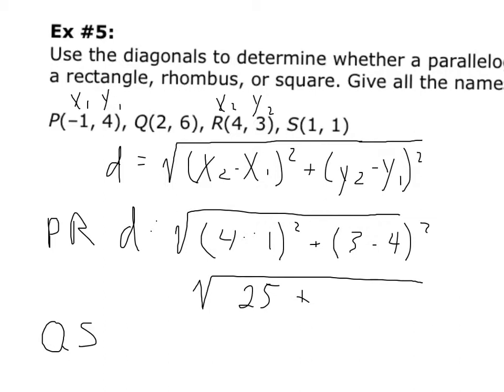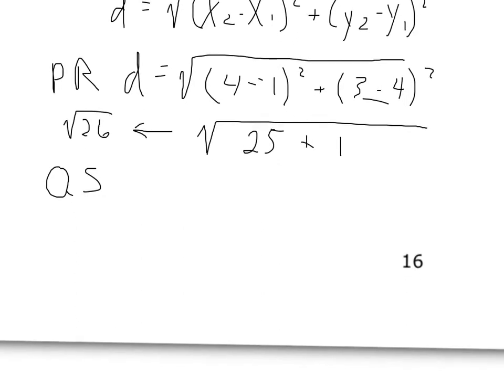Okay, then we have 3 minus 4, which is minus 1, and then minus 1 times minus 1 is 1. Then you have 25 plus 1, and that ends up being the square root of 26. So you know that PR is a length of square root of 26. You can go ahead and leave it like that. We're going to see if QS gives us the same length.